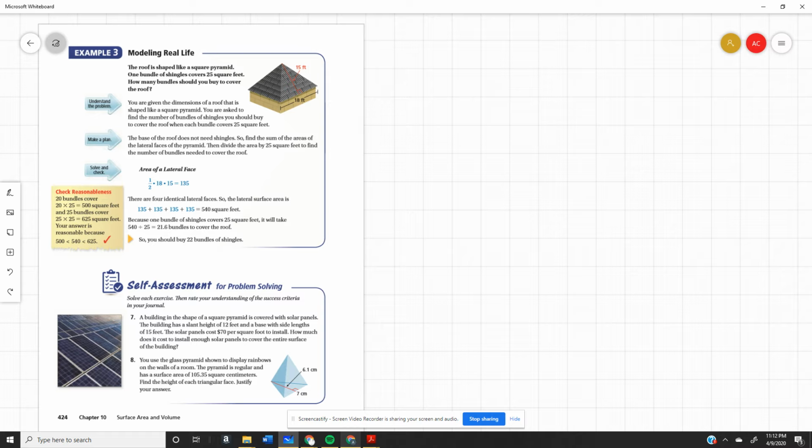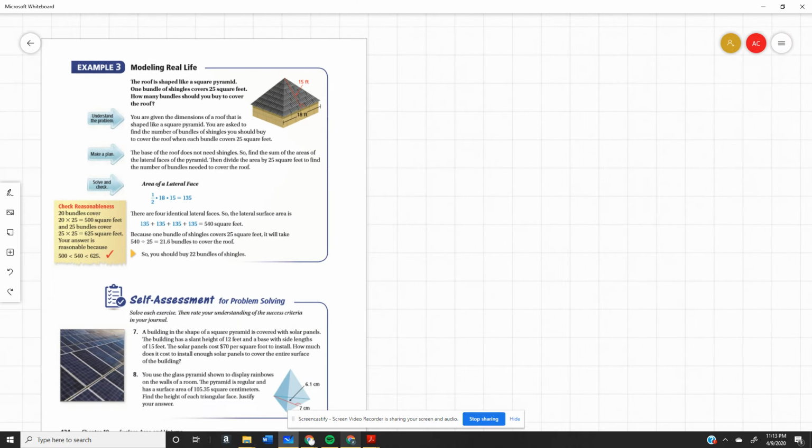Correct. I just cover the sides. I don't actually put anything on what would be the base. Okay? So we're going to look at this. It says, understand the problem. You're given the dimensions of a roof that is shaped like a square pyramid. You're asked to find the number of bundles of shingles you should buy to cover the roof if each bundle covers 25 feet. So what we're going to do is make a plan. We know that the base does not need shingles, so we're just going to find the sum of the area of the lateral faces, and then we're going to divide that by 25 to find out how many bundles we need to buy.